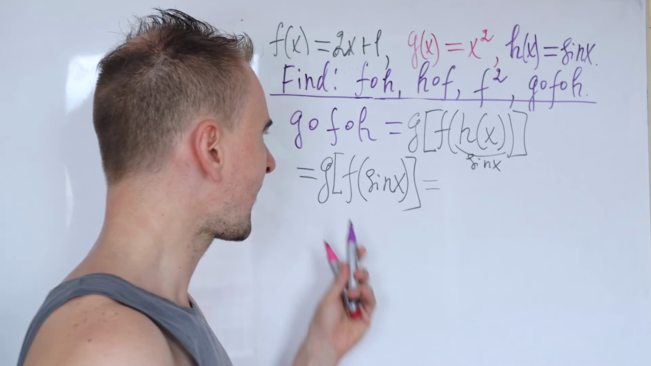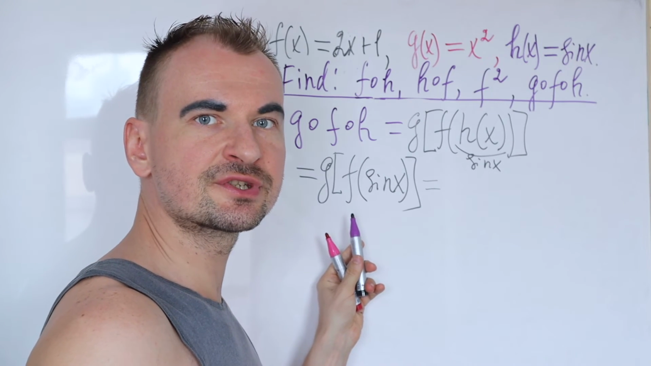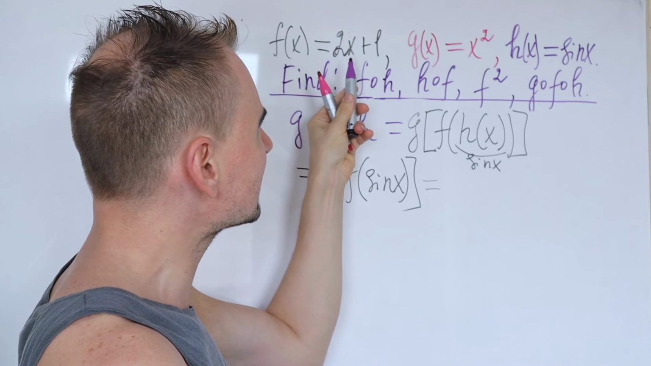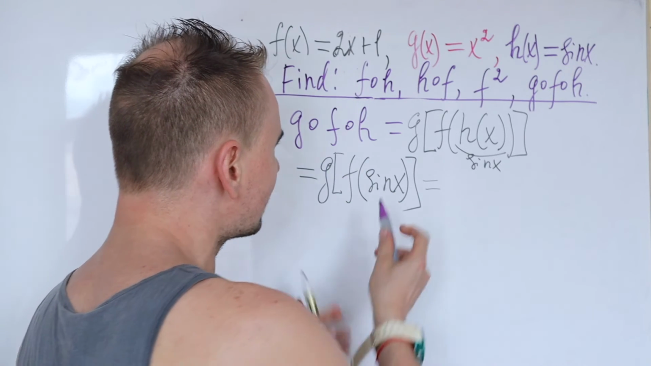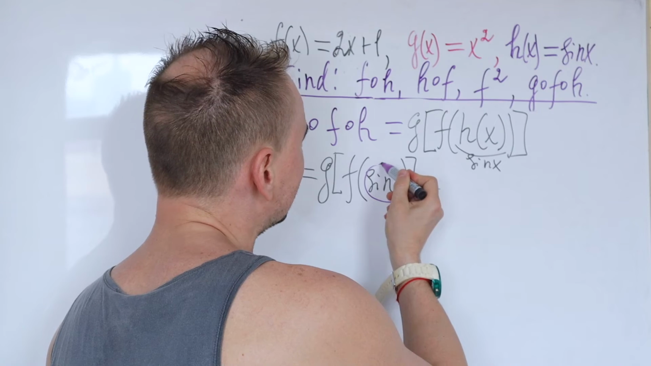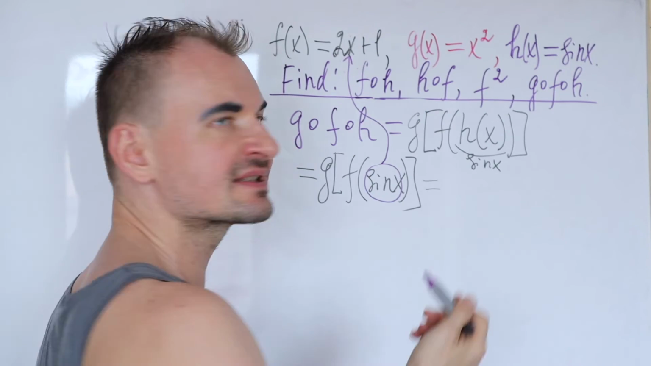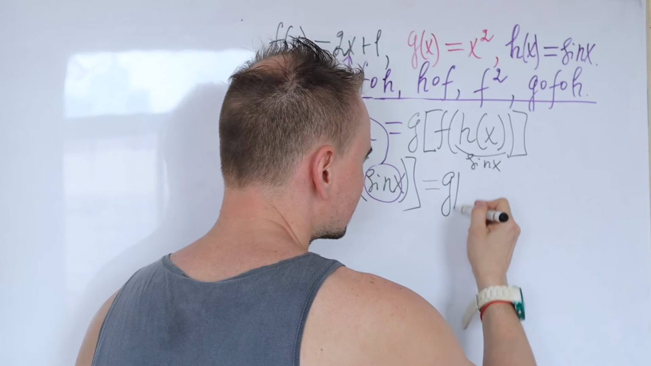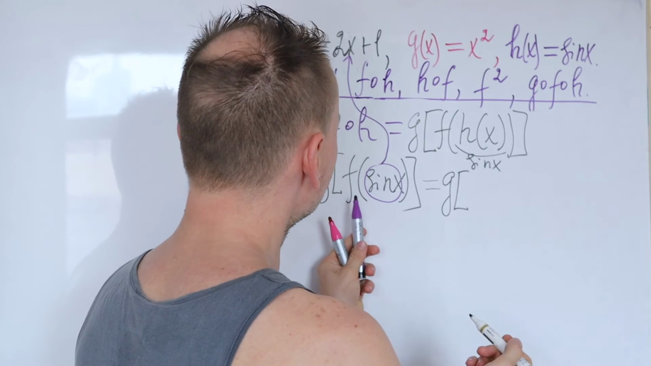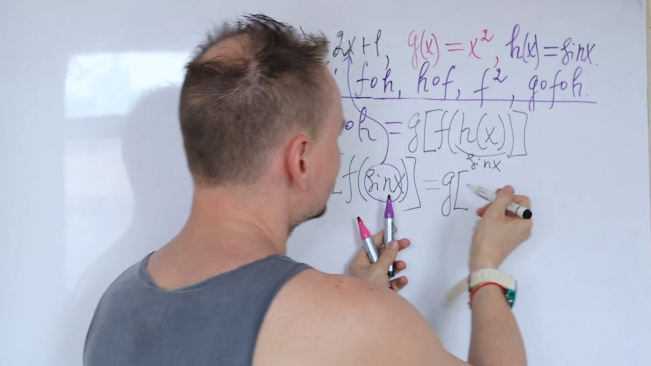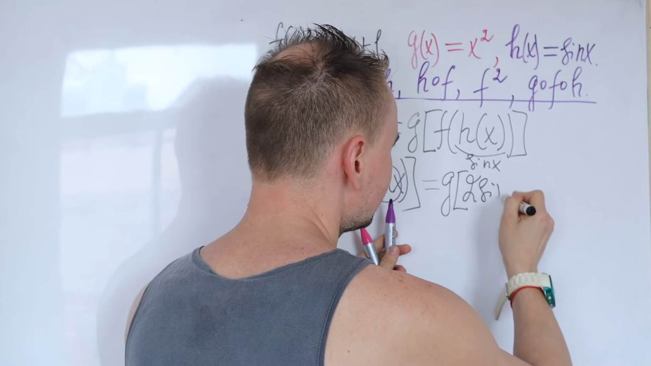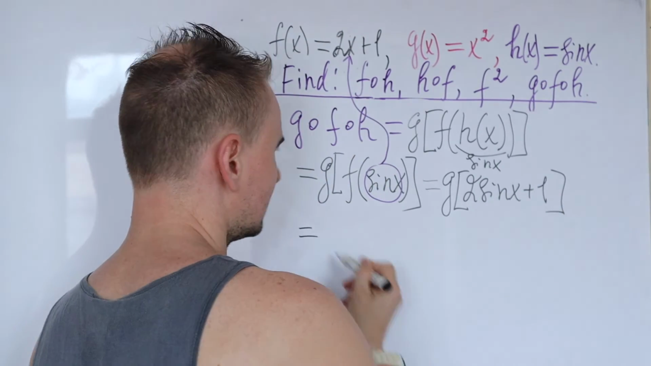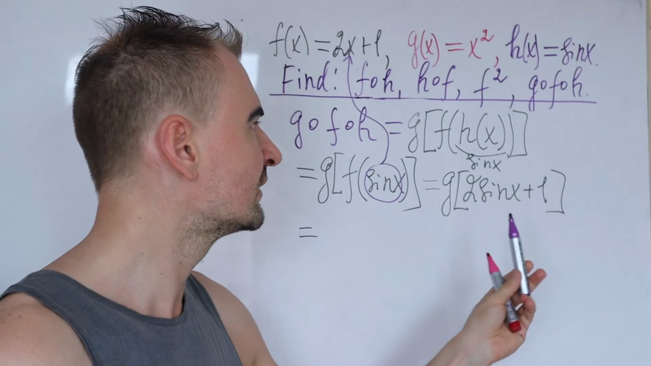Now we're going to apply f to sine x. Your f is 2x plus 1. So instead of x, I'm going to place sine x, all sine x instead of x. So you still keep this g outside. Instead of x, I'm writing sine, so 2 sine x plus 1. This one, do not lose it, hanging around.